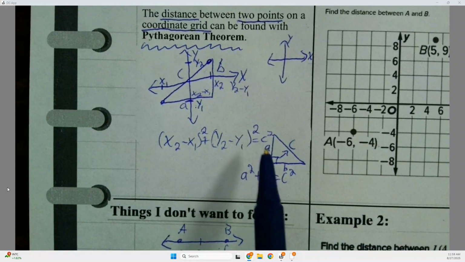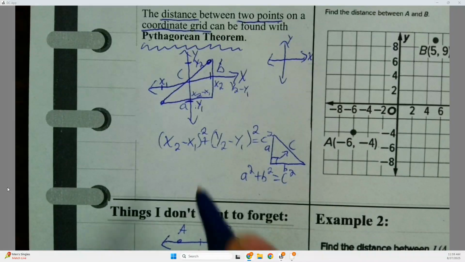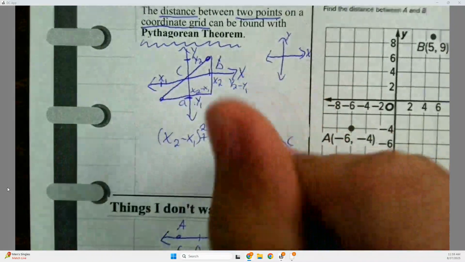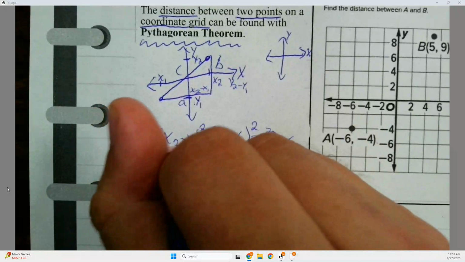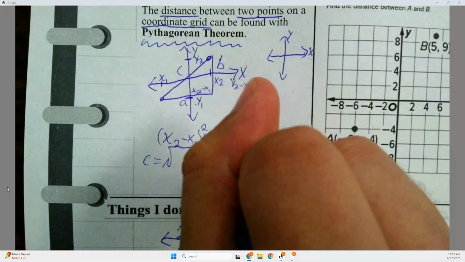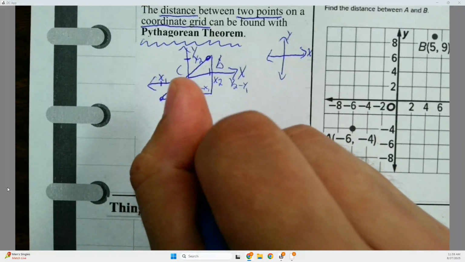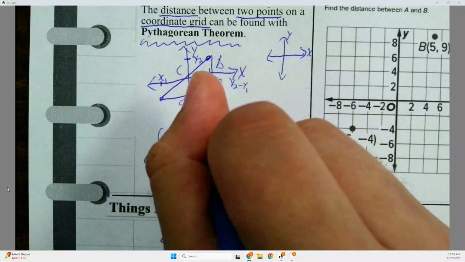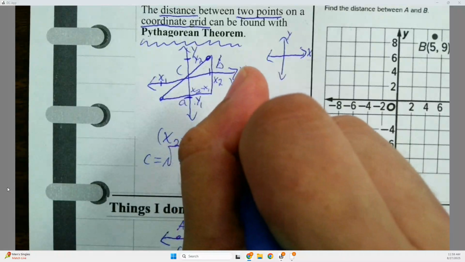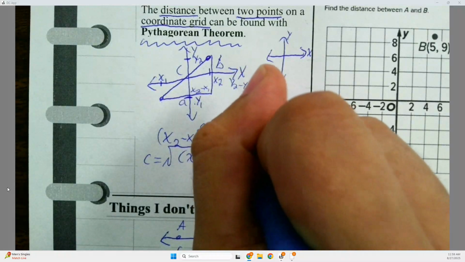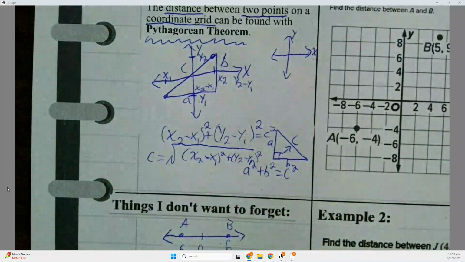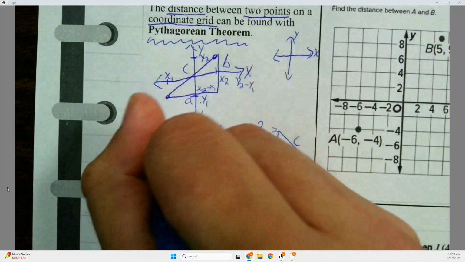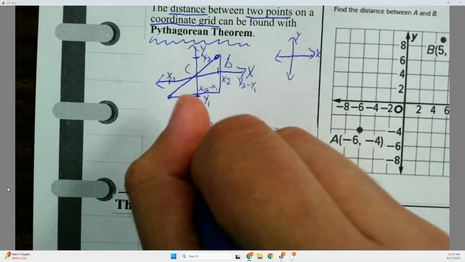But I don't want C squared, I want C, so I have to take the square root of both sides. C has to be the square root of x2 minus x1 squared plus y2 minus y1 squared. And this is called the distance formula.